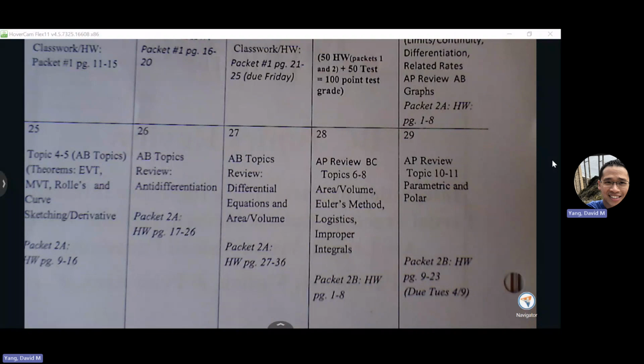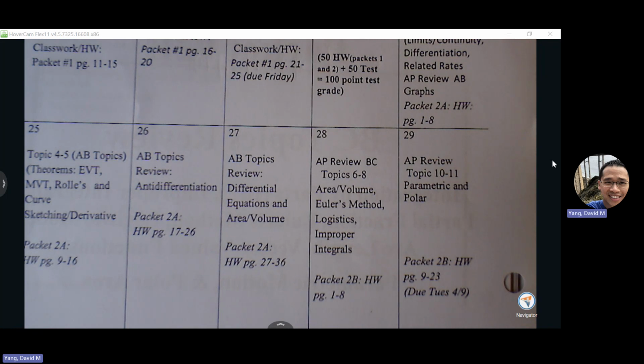Okay, this is what we're gonna do. I'm gonna check your homework, pages 1 through 8, at the end of class. That way, if you need to finish it, you can finish it. But I want to spend today going over polar area.